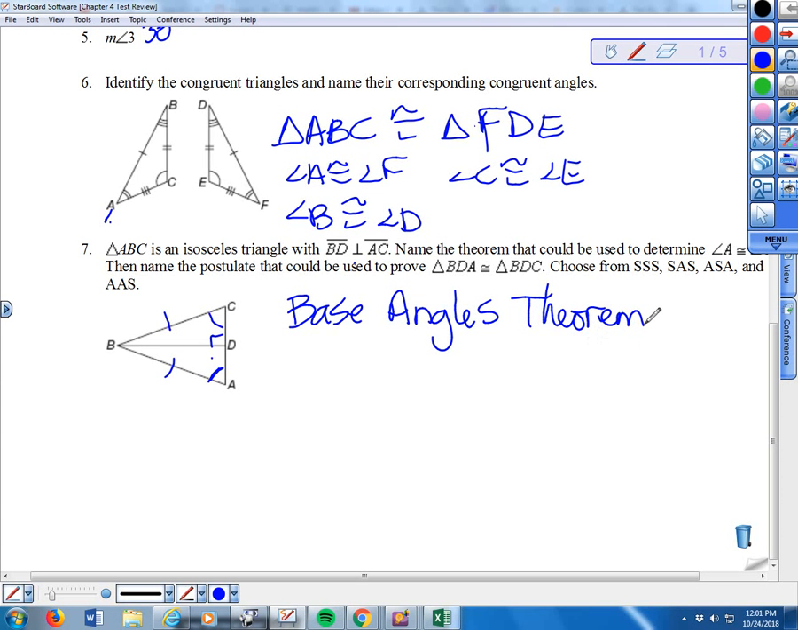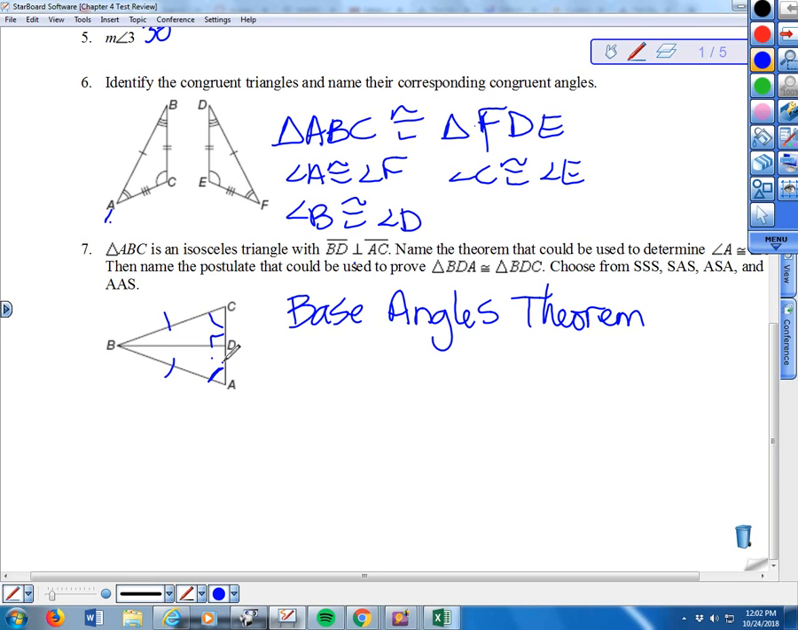Okay, so now I've marked my triangles up, and I'm supposed to pick from side, side, side, side, angle, side, angle, side, angle, angle, angle, side. What do I have? Angle, angle, side. I have two angles, and I have a side. The only two theorems with two angles and a side are angle, angle, side, and angle, side, angle. But the important thing to remember with angle, side, angle is the side has to be between the two angles that are congruent. And in this case, they are not. The sides are not between. They'd have to be here and here.